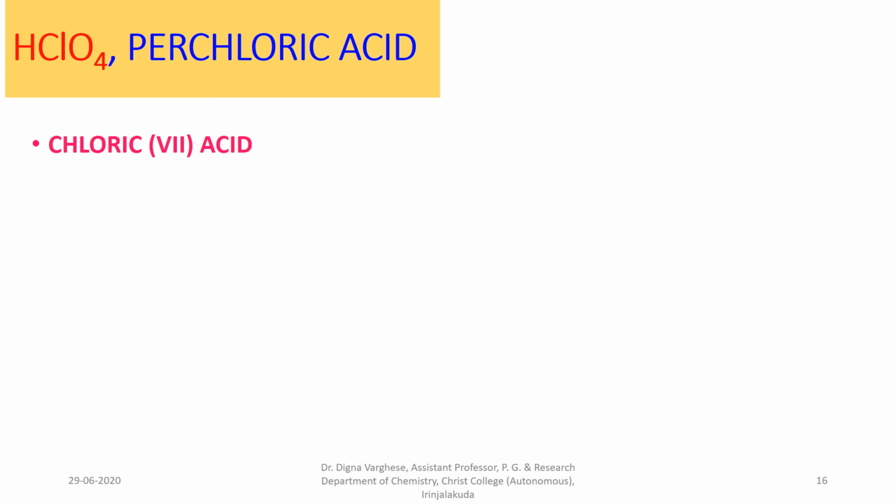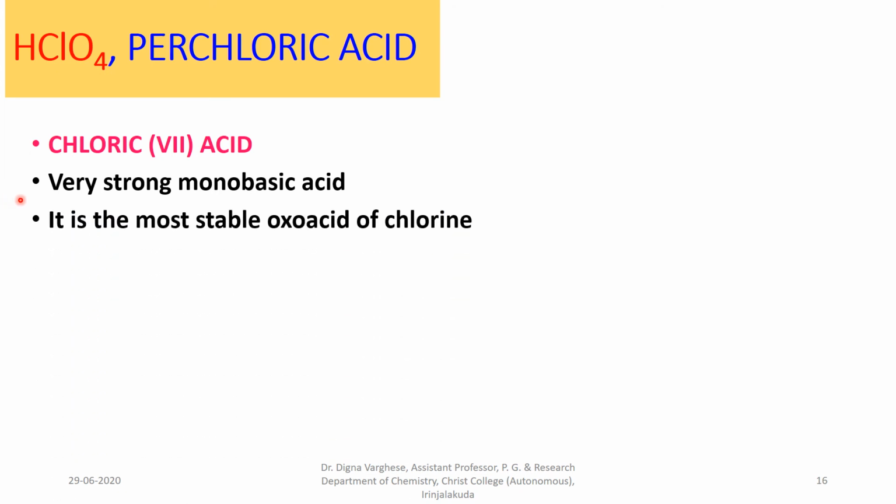Perchloric acid is also known as chloric 7 acid. That means in this, chlorine is in the +7 oxidation state, and its molecular formula is HClO4. It acts as a very strong monobasic acid. It is the most stable oxoacid of chlorine. It is a colorless, oily, hygroscopic liquid.